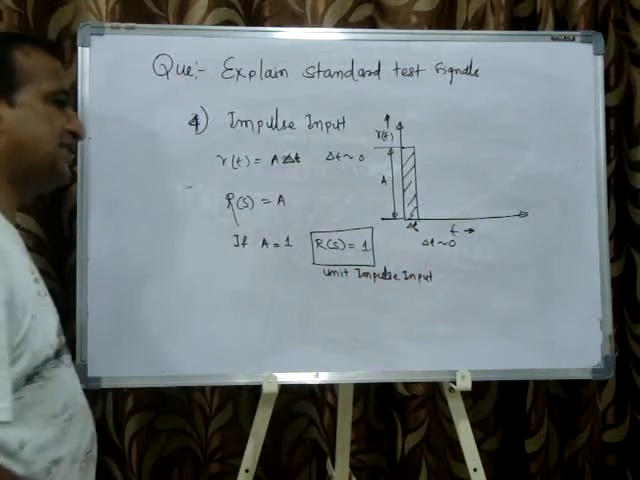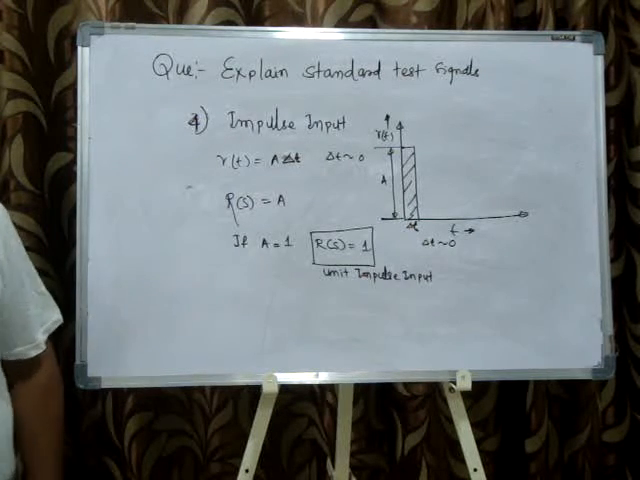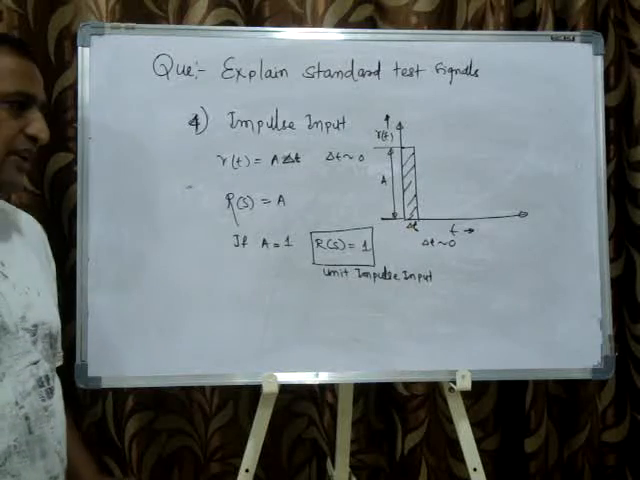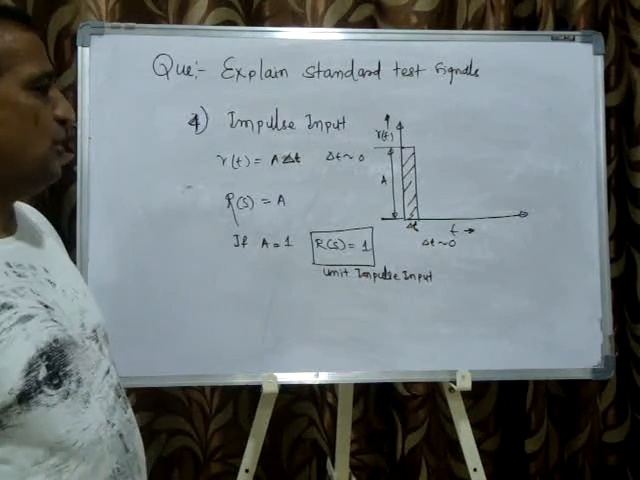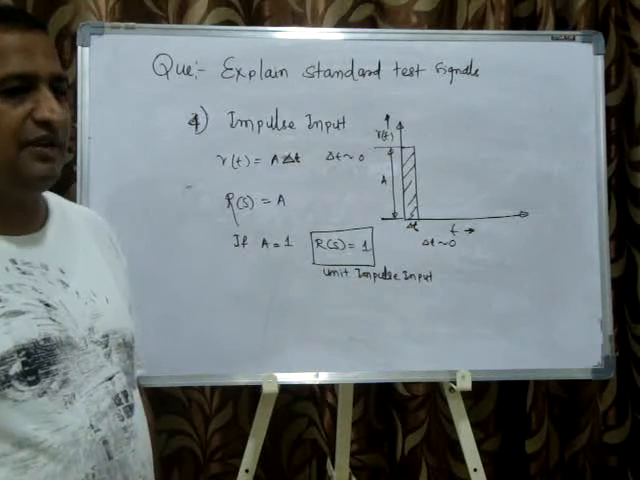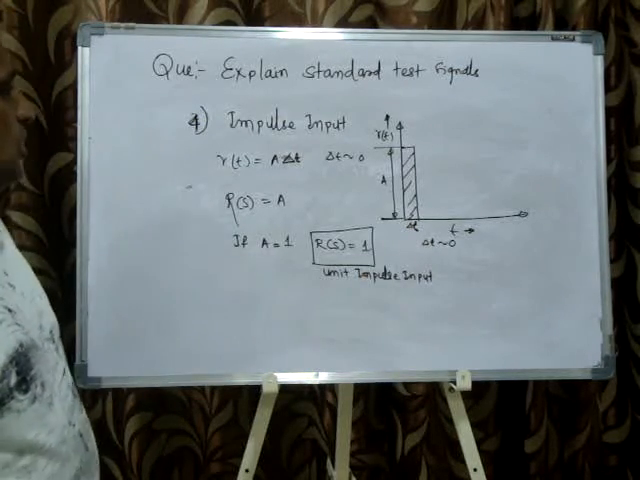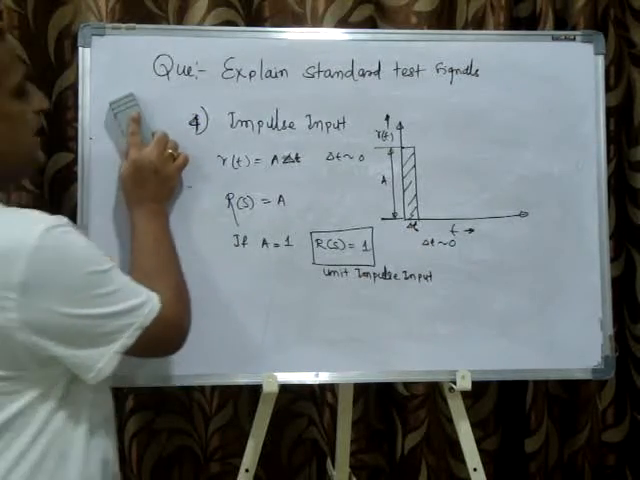It's called unit impulse input. R of s equal to 1. And the last one: actually, in the time response, 4 inputs are sufficient, but in the frequency response there is a special type of input, the sinusoidal input. Okay. So still I will cover the fifth input. That is called what? Sinusoidal input.